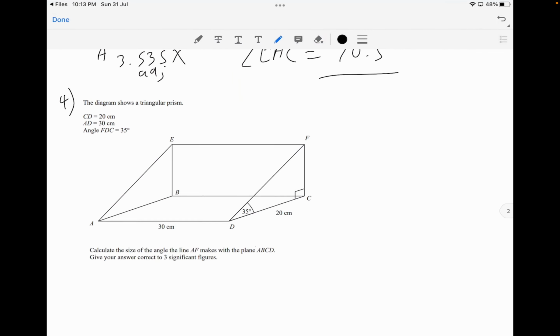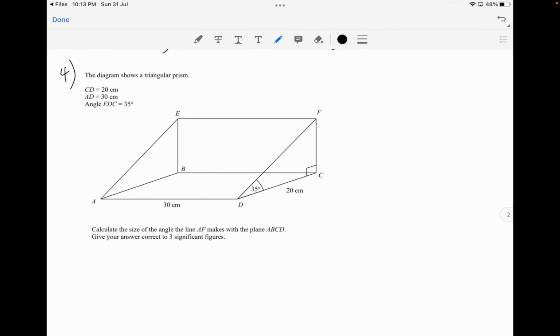The next question states that the diagram shows a triangular prism, where CD is equal to 20 centimeters, AD is equal to 30 centimeters, and angle ADC is equivalent to 35 degrees. Calculate the size of the angle the line AF makes with the plane ABCD. Give your answer correct to 3 significant figures.